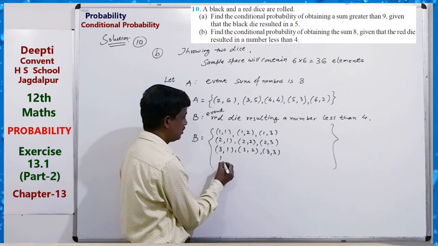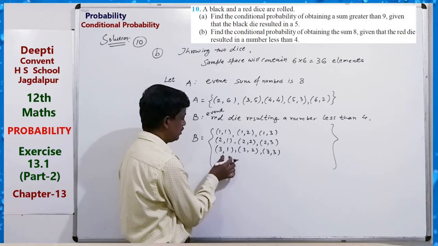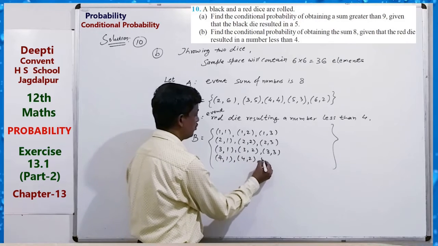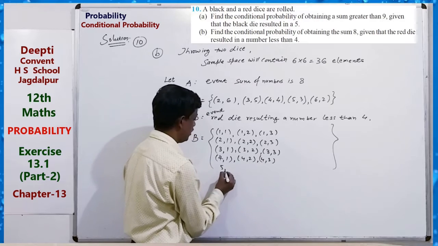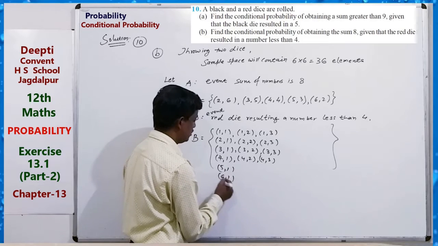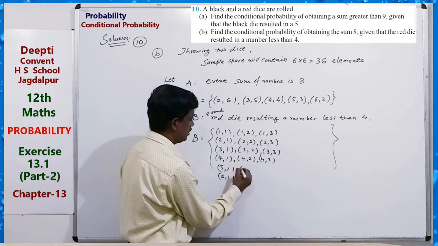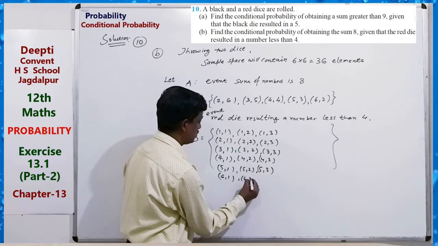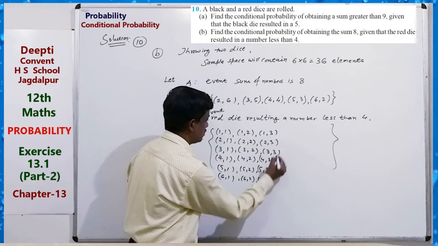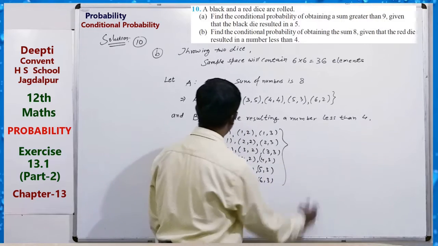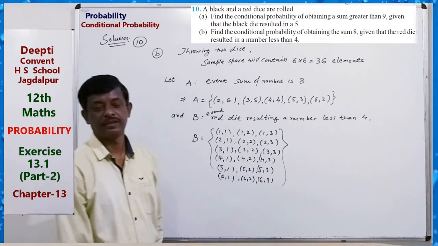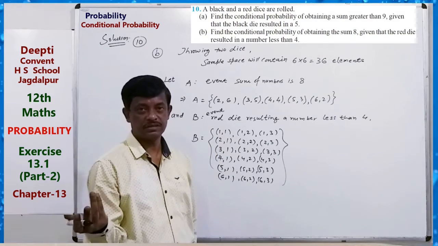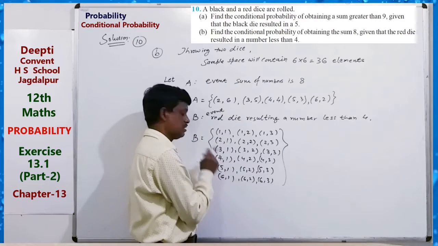So 1, 4, 1; 4, 2; 4, 3; 5, 1; 6, 1; 1, 2, 3, 4, 5, 6. Similarly, 5, 2; 5, 3; 6, 2; 6, 3. So these are the combinations, because the second die is 1, 2, 3 only, and the first die may be 1, 2, 3, 4, 5, 6.